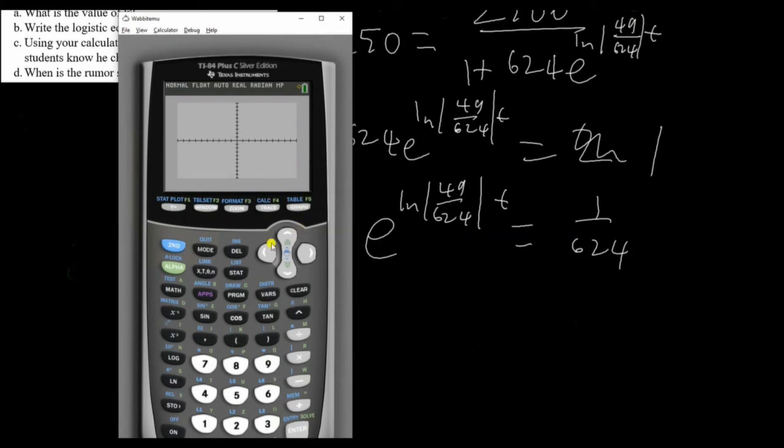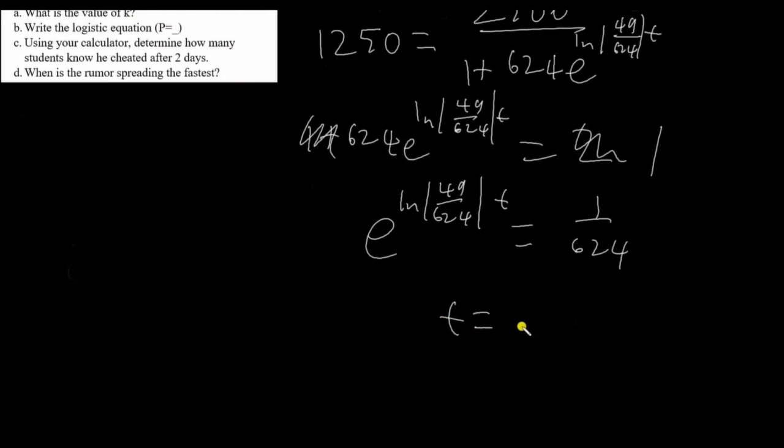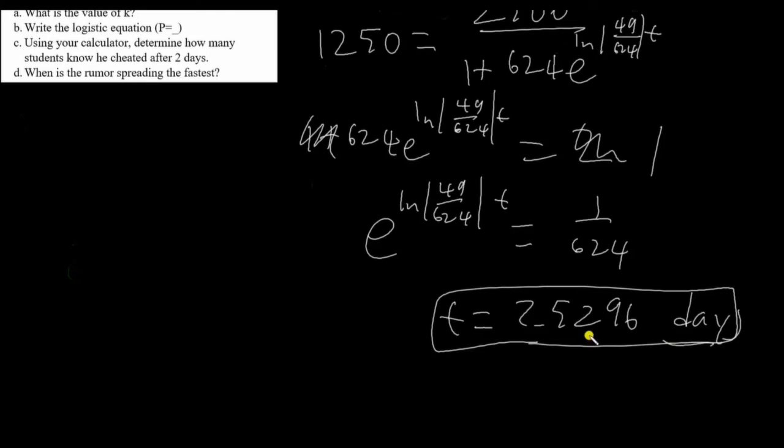So graph, let's wait for this stuff to load. Okay, it loaded. So second trace 5, we find the intersection point, spam the enter button, and we get x is equal to 2.5296. So t is 2.5296 days. So this is the time when the rumor is spreading the fastest, because this is when the population is half of the carrying capacity. Okay, so that was this problem, and now we just have one quick problem on Euler's method next.